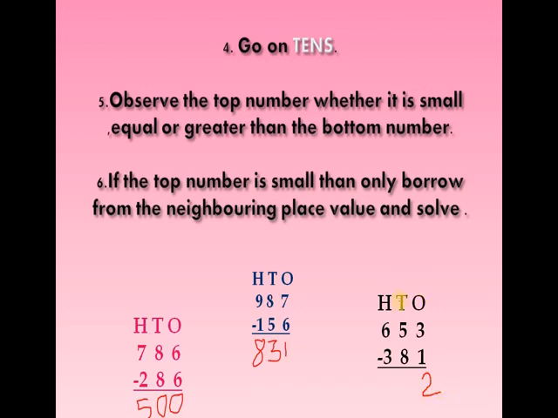Go on to tens. Here in tens, 5 minus 8. Observe the top number. This is smaller than 8. So we need to borrow from the neighboring place. Neighboring is 100 here. So we are going to cut this. This 100 is going to give 10 to the tens place. So this becomes 15.